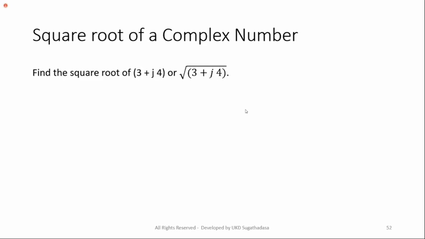Now see this example. Find the square root of the complex number 3 plus j4. Does it exist? What kind of answer do you get? Now, for example, if you want to calculate the square root of 4, that is 2. The square root of 9 is plus or minus 3. Two answers every time. The square root of 36 is plus or minus 6.